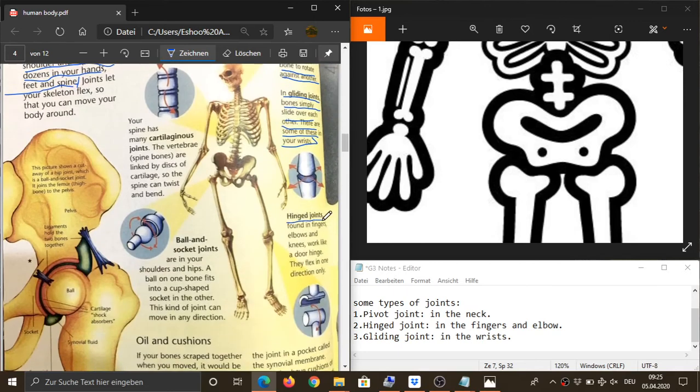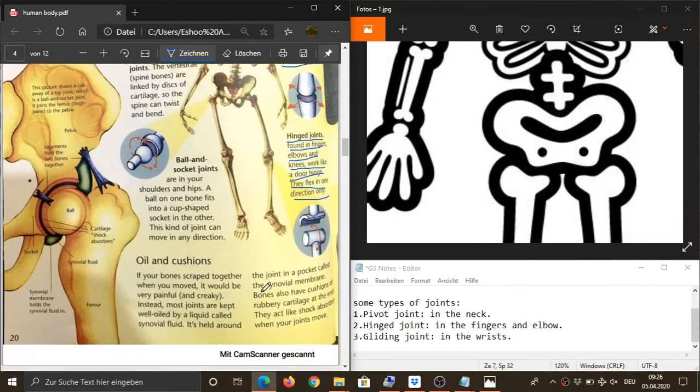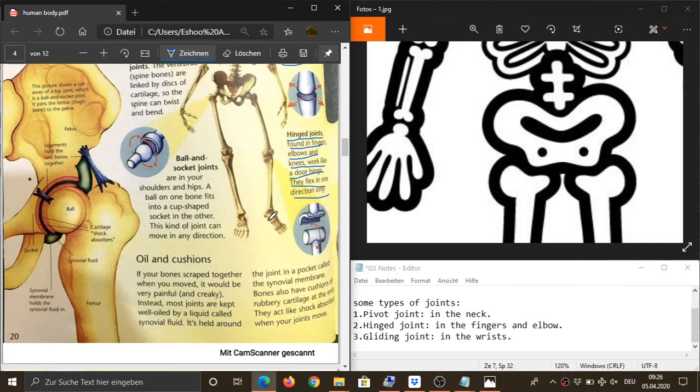Hinge joints, found in fingers, elbows, and knees, work like a door hinge. They flex in one direction only. That's why they call it the hinge joint. And of course, we have the cartilaginous joints that you see here and the ball and socket joints. But these are a bit complex, so I'm not going to explain about it a lot, okay? That's about them. Let's look at something else.